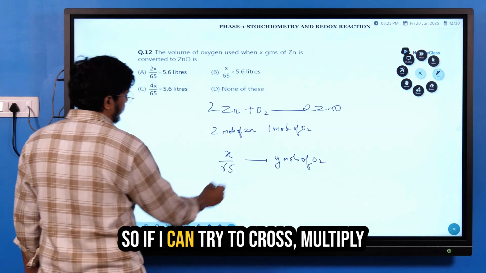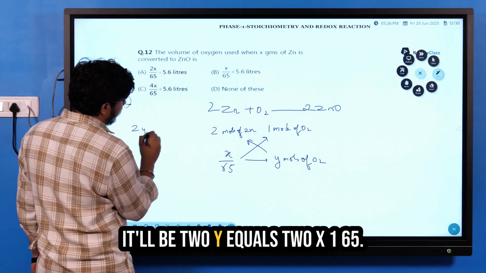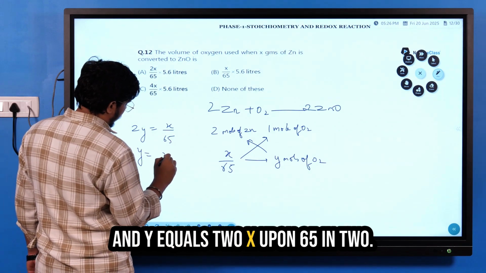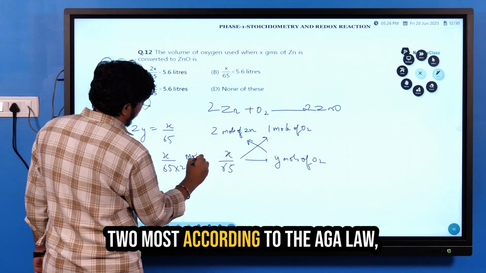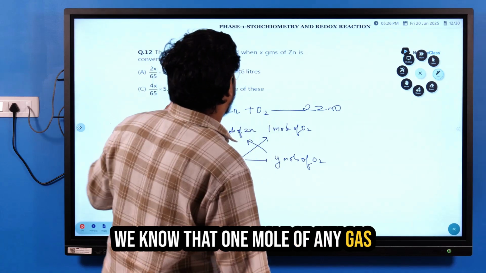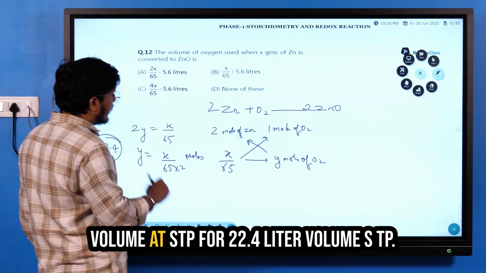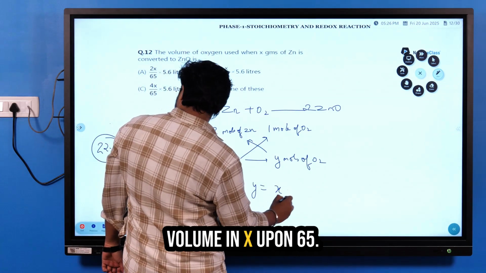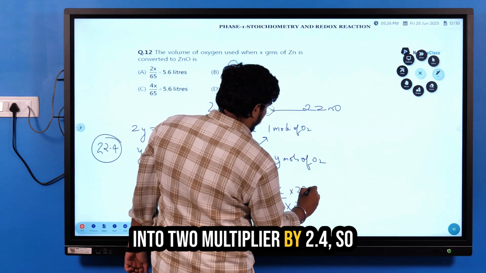So if I cross multiply and calculate the value of Y, it will be 2Y equals X upon 65, and Y equals X upon 65 into 2 moles. According to the Avogadro law, we know that 1 mole of any gas occupies 22.4 liter volume at STP. So Y will be how much volume of oxygen? X upon 65 into 2 multiplied by 22.4.